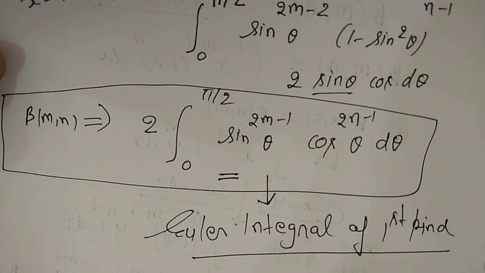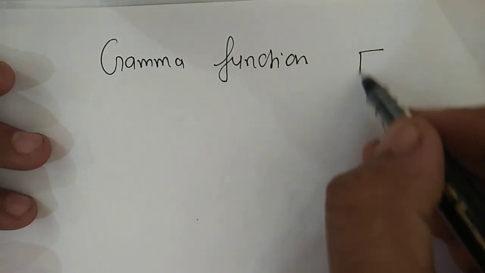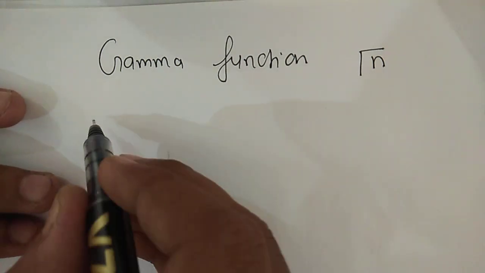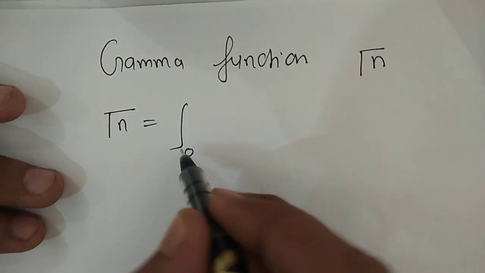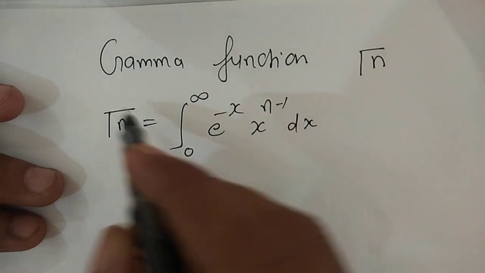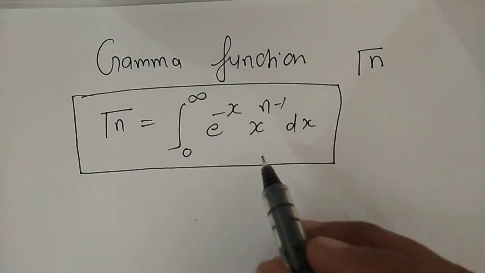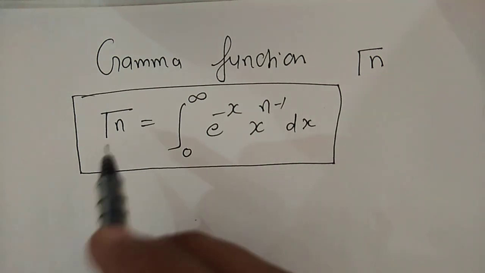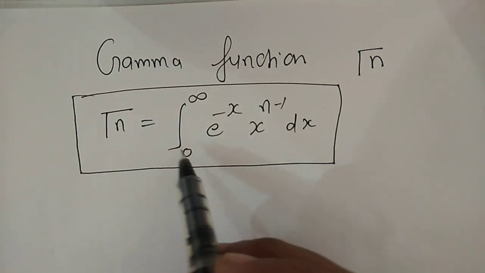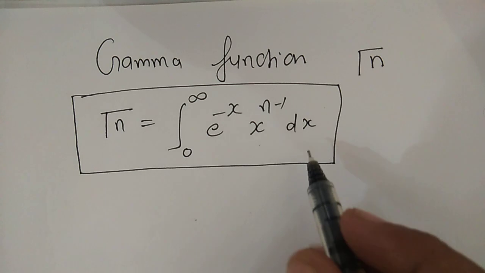Now let us see the gamma function. The gamma function is denoted by gamma of n. So gamma of n equal to integral from 0 to infinity of e^(-x) x^(n-1) dx. This is an improper integral, the limit is 0 to infinity, and this integral depends upon n.